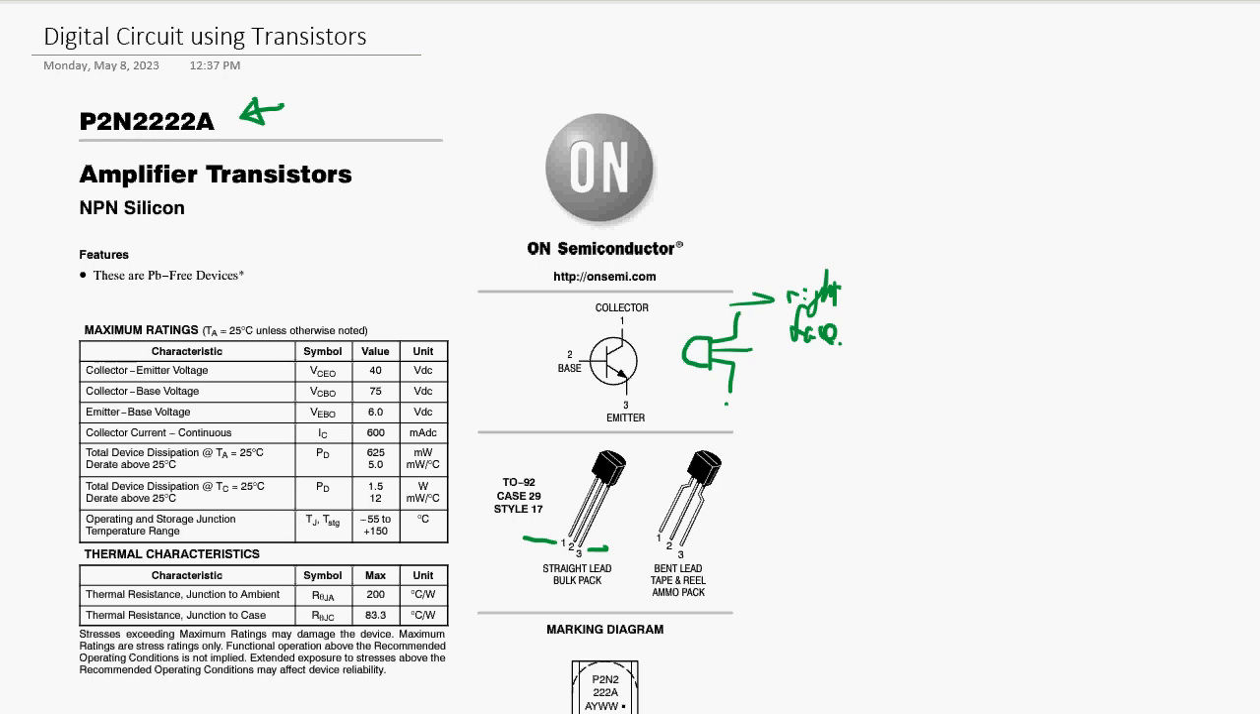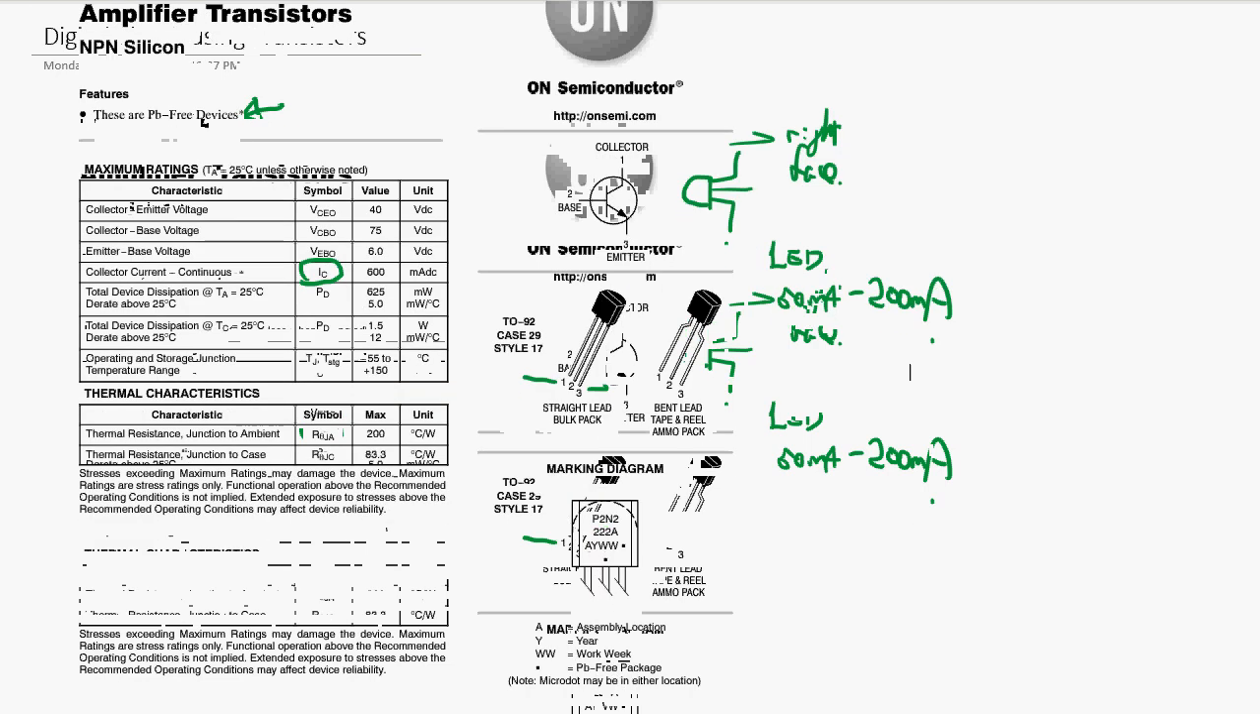And an important thing here is how much current it can take. Maximum rating is 600 milliamperes. This is a pretty good amount, because usually in order to light an LED you need 50 milliamps, and to get a bright one, 200 milliamps. So this transistor can handle pretty good power without a heat sink.